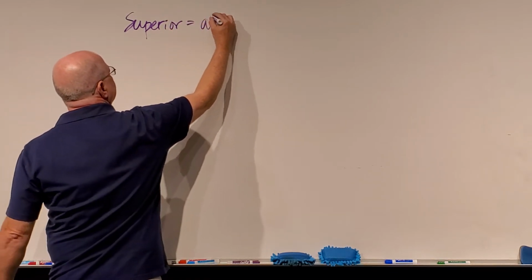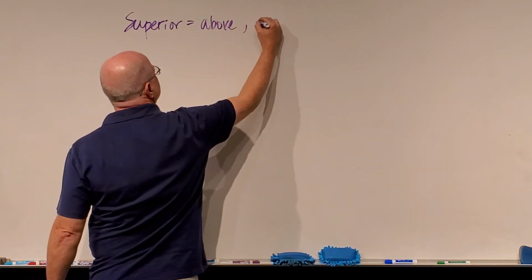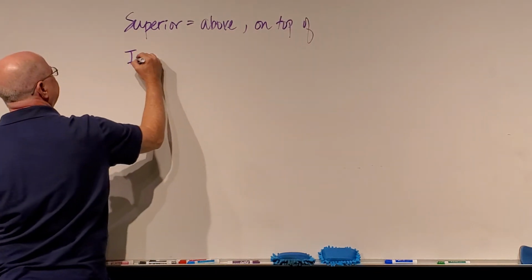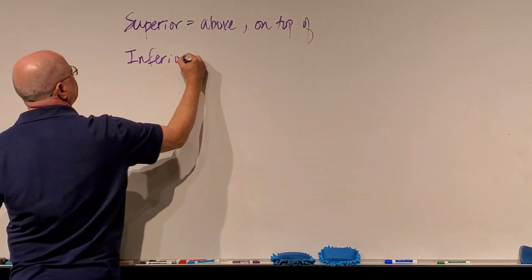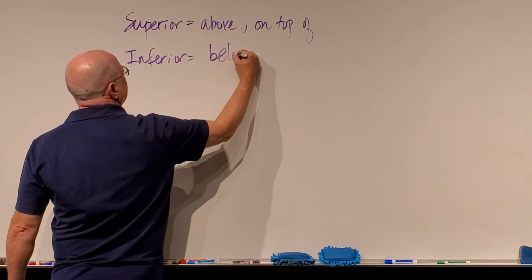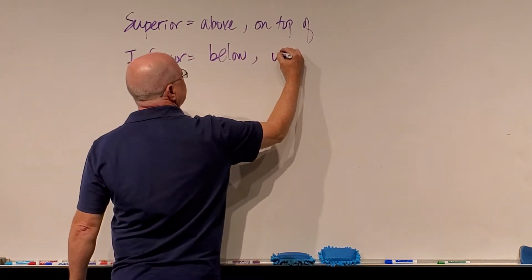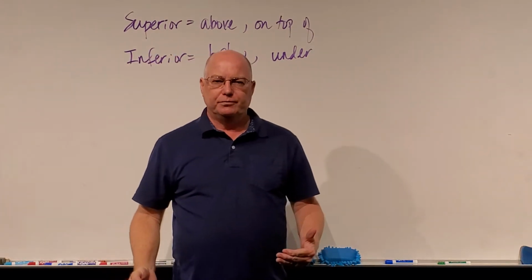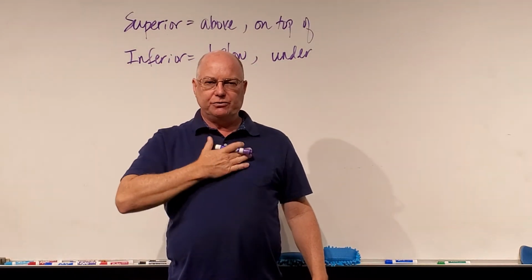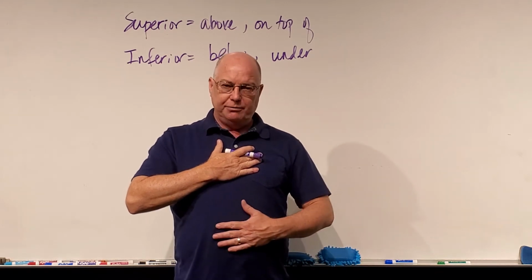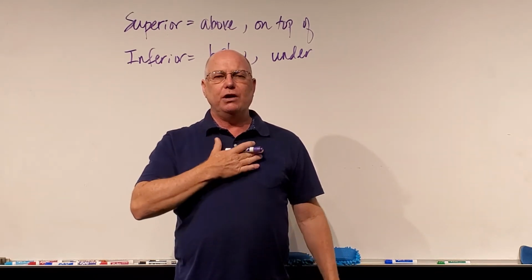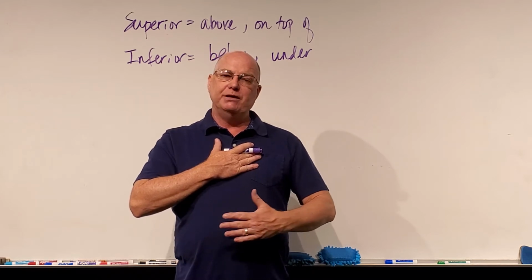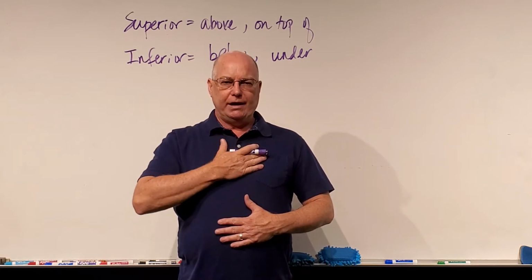Superior means above or on top of. And inferior means the exact opposite. It means below, or it can mean under something else. For example, if I was going to talk about the thoracic region, the chest, and the abdominal region, I could say that the thorax is superior to the abdomen. Or I could say the abdomen is inferior to the thorax.